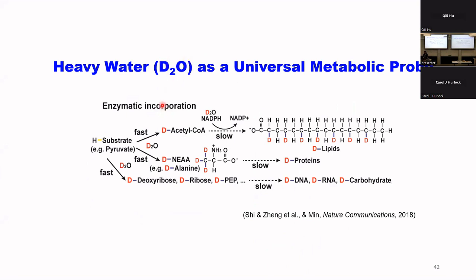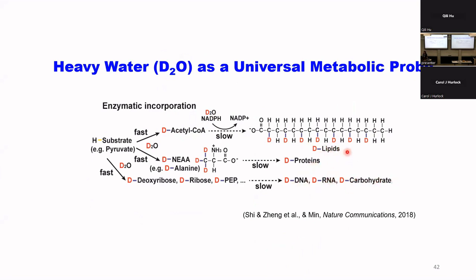So deuterium can be ripped off and plugged into small metabolites really fast. It's at the millisecond level through enzymatic incorporation. After that, the small metabolites with the deuterium atom can be slowly incorporated into large macromolecules such as lipids, protein, DNA, RNA, carbohydrates.